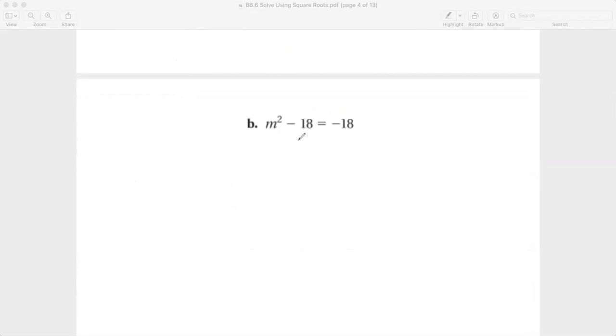Yeah, here it is. So let's go ahead and solve. We're going to add 18 to both sides. So immediately what you can see is going to happen, m squared equals 0. Well, the square root of 0, 0 is neither plus or minus, it's just 0. So this one only has one solution, it's 0.